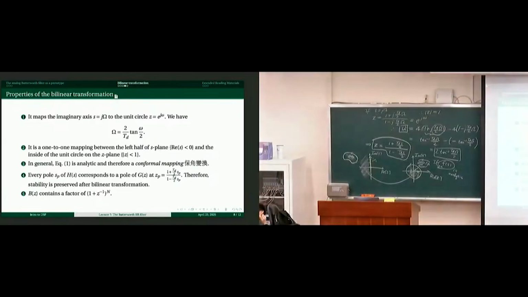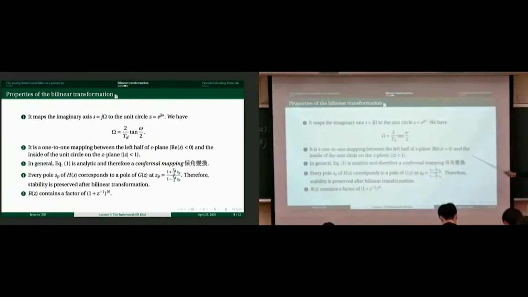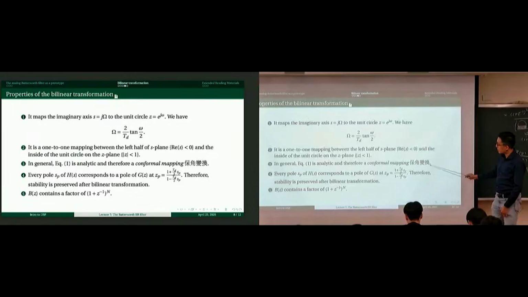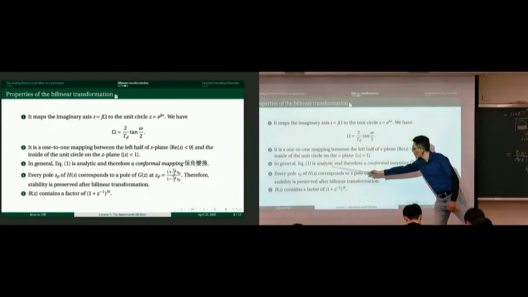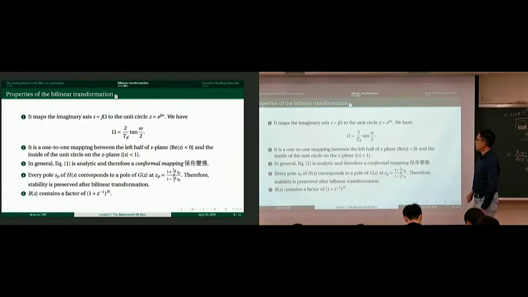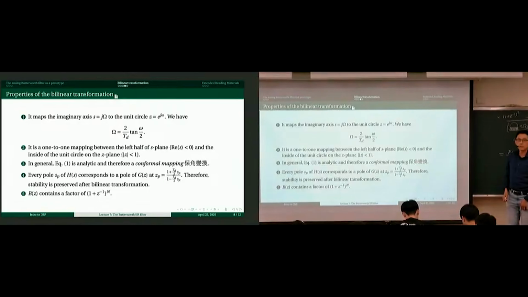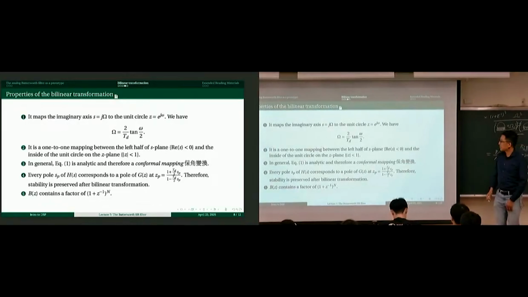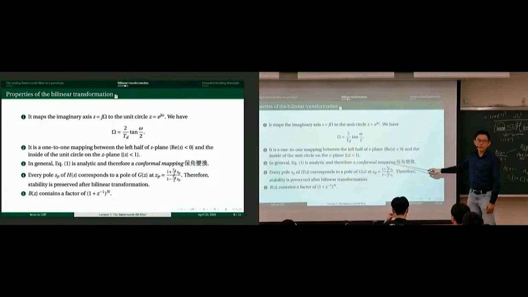And this has a nice implication, which is point number 4. But let me explain, there's a third property. The next property is that, in general, this equation 1 is analytic. And an analytic mapping, an analytic function defined on the z-plane, has the property of being conformal. This mapping will be a conformal mapping.